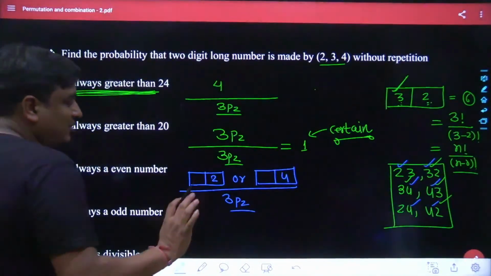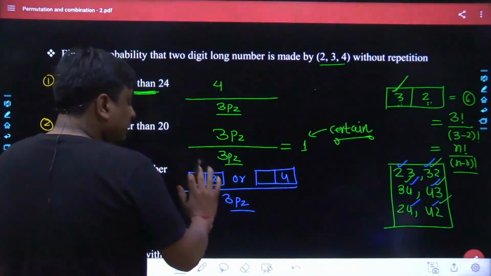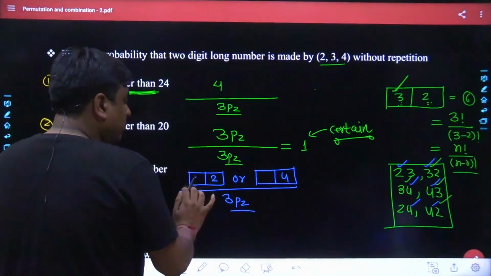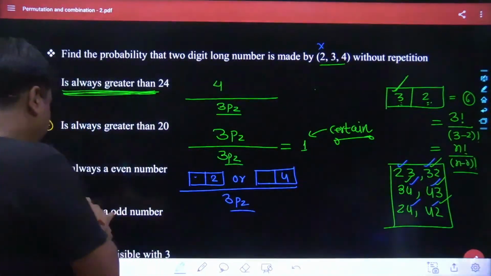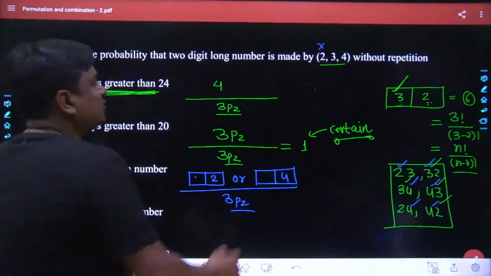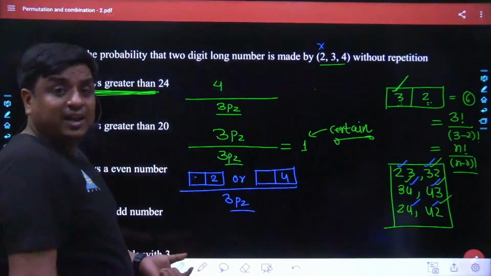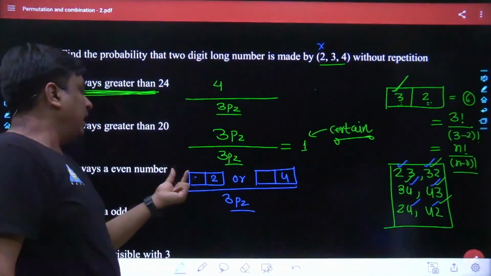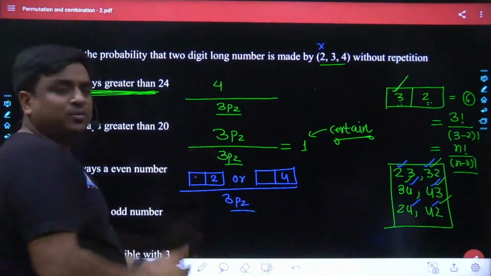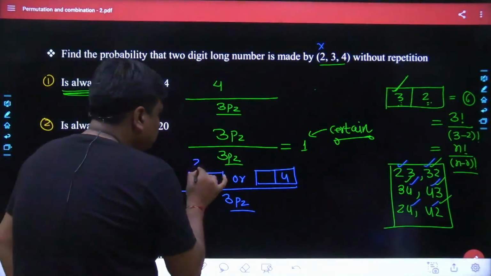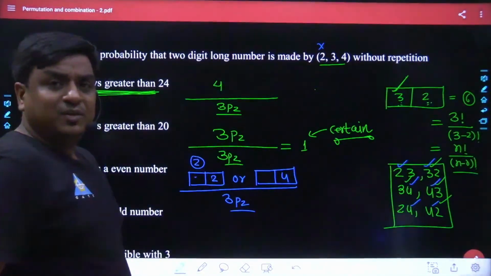Now, just try to understand it this way. The 2 is fixed over here, 4 is fixed over here. If 2 is fixed, only one block is left. And as the 2 has been fixed, this 2 cannot be repeated further. You are just left with 3 and 4. In how many different ways could one block be filled? 2 different ways. Either it could be 3, then it becomes 32. Or it could be 4, then it becomes 42. How many different ways? 2. 2 different ways the even number could be made where the units place has been filled with 2.